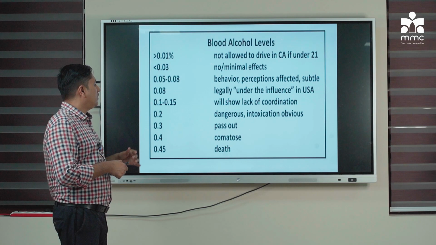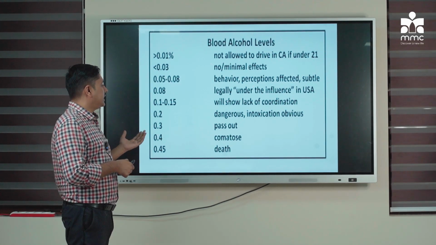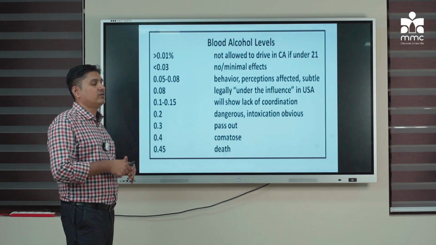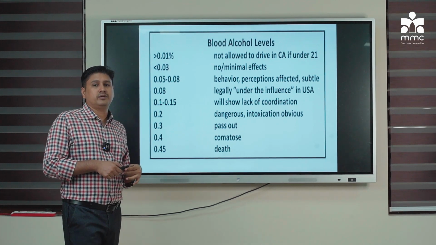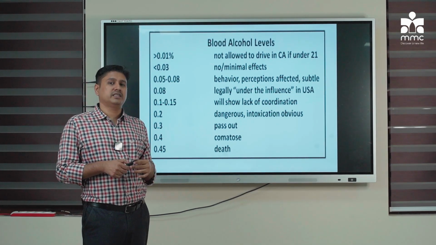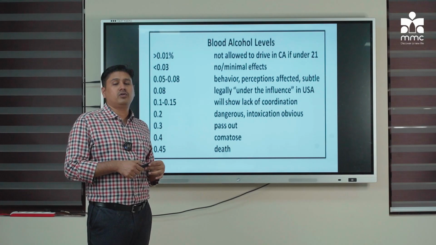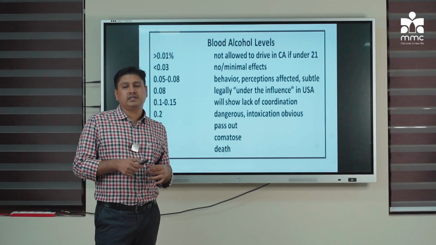As alcohol follows zero order kinetics, once the blood alcohol level increases, the patient may go for loss of coordination, delirium, dementia and other CNS related side effects. Patient may go into coma, medullary paralysis and finally he may pass out.